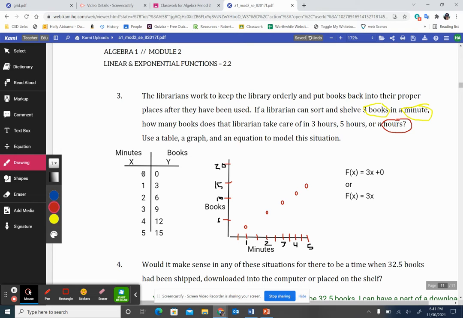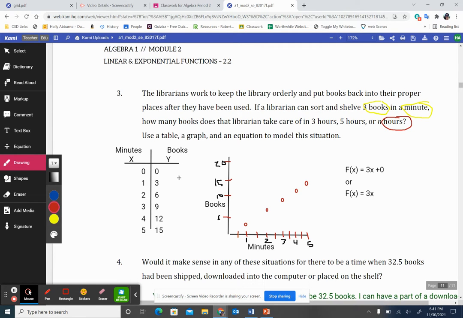So I went ahead and just said at 0 minutes, they did 0 books, 1 minute, 3, 2 minutes, 6, 3 minutes, 9, and so on. We know time is our independent variable. Time doesn't stop. It doesn't matter how many books you do, but books depends on your time. So your books is your dependent variable.